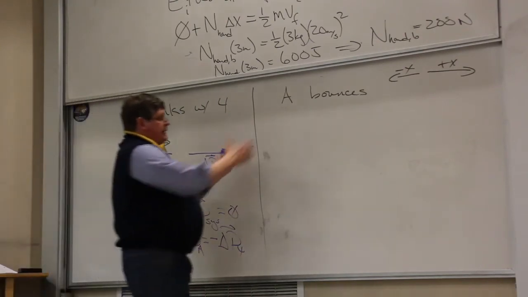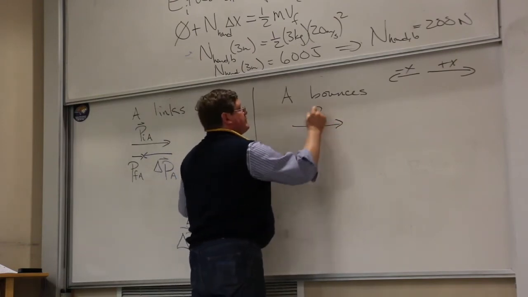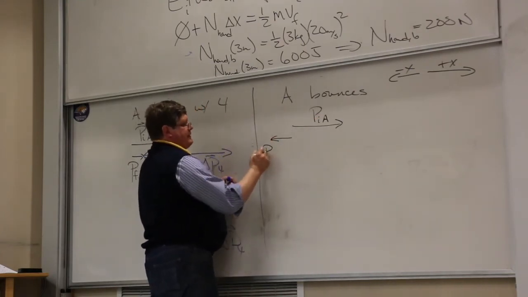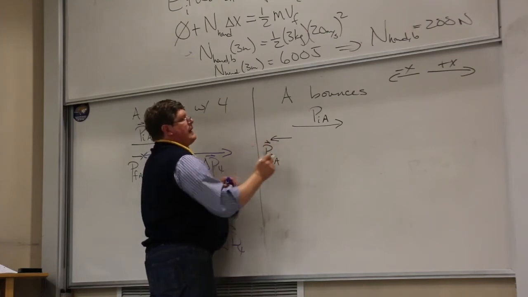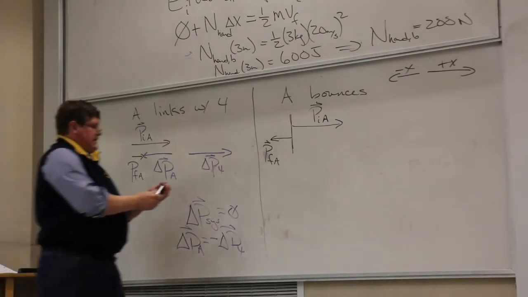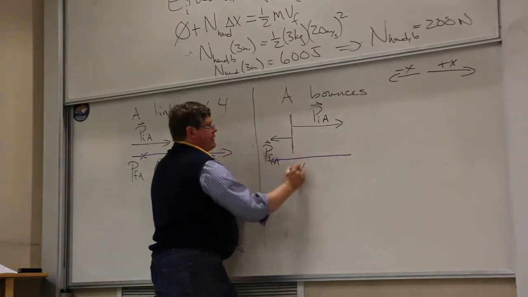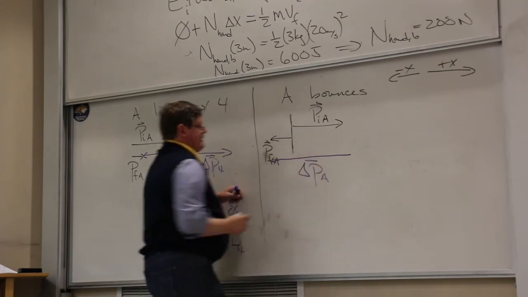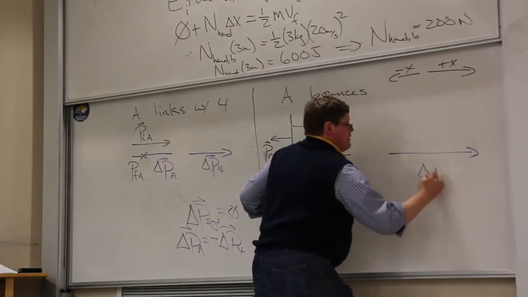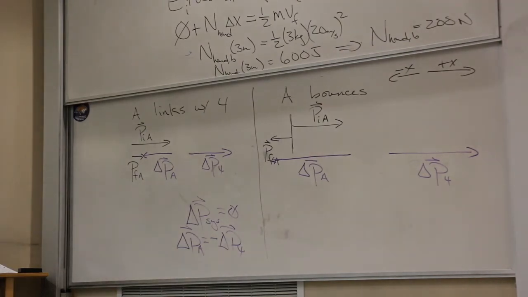Now, let's look at the case of A bouncing. I have the same initial momentum for A, but now the final momentum is to the left. And I put those tail to tail because I'm looking for the difference between them. The change vector is what I have to add to this one to bring it all the way down to 0 and out the other way. And that means if I got a bigger change for A, I'm going to have a bigger change for the 4. And so that means they will be going faster.